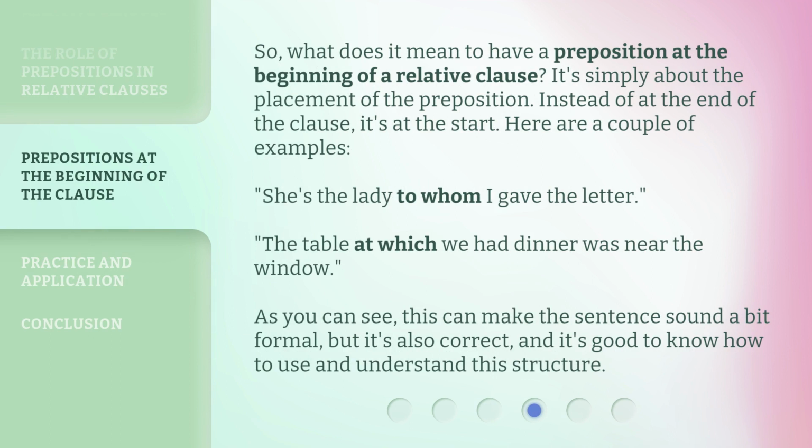So, what does it mean to have a preposition at the beginning of a relative clause? It's simply about the placement of the preposition. Instead of at the end of the clause, it's at the start. Here are a couple of examples. She's the lady to whom I gave the letter. The table at which we had dinner was near the window. As you can see, this can make the sentence sound a bit formal, but it's also correct, and it's good to know how to use and understand this structure.